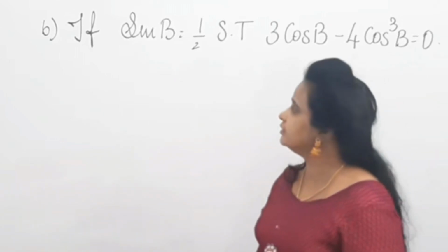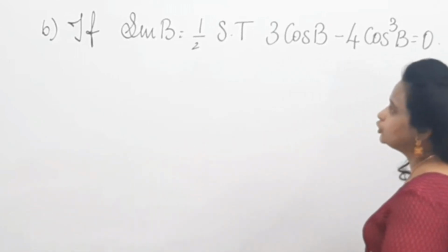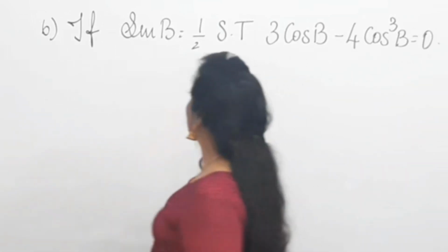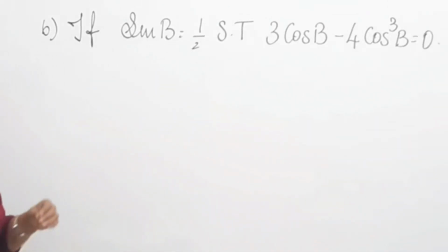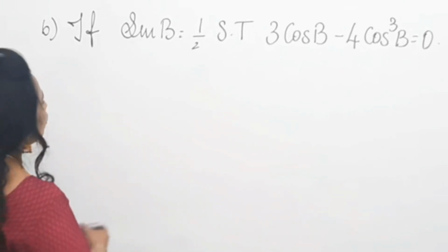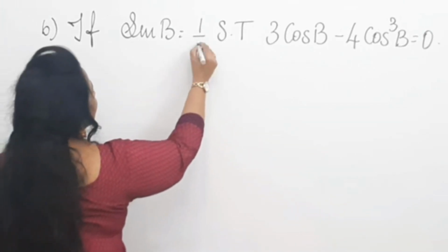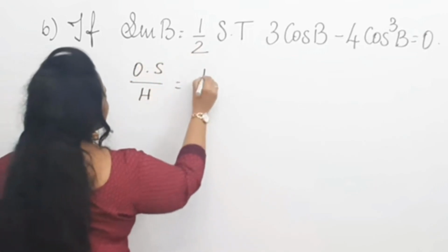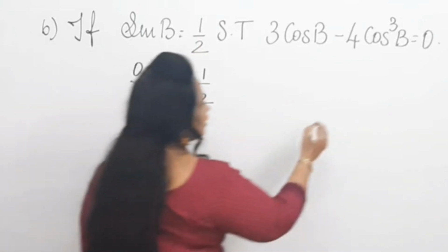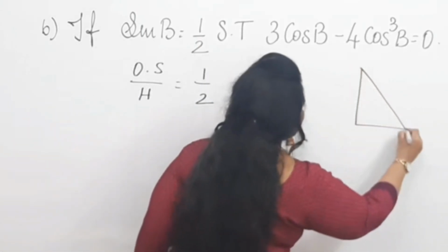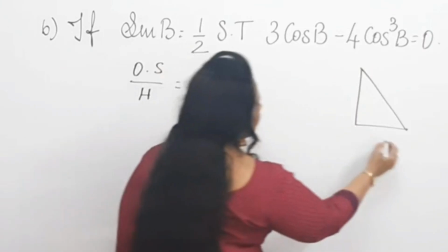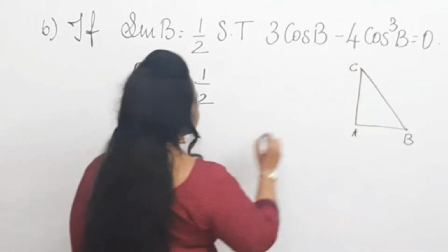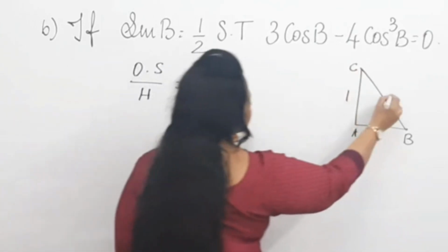The question says like this. If sin B is equal to 1 by 2, show that 3 cos B minus 4 cos cube B is equal to 0. We have to prove. So what's my sin B? Sin B is opposite side by the hypotenuse, which is equal to 1 by 2. Next I would go for my triangle. I would name it very carefully. It is B, so A and C are here. So the opposite side is here and the hypotenuse is here.